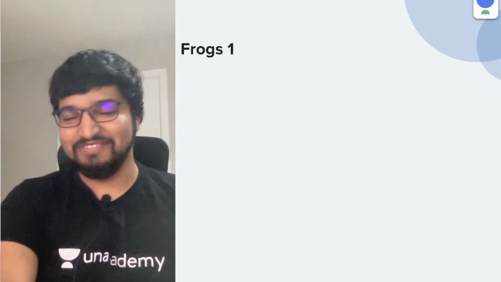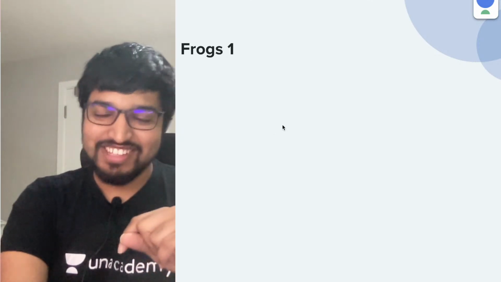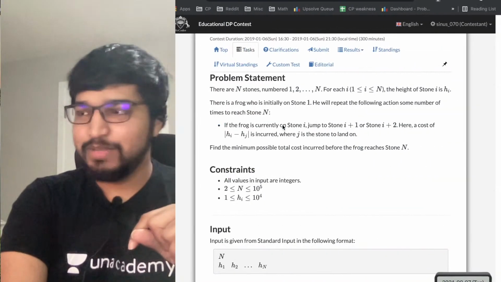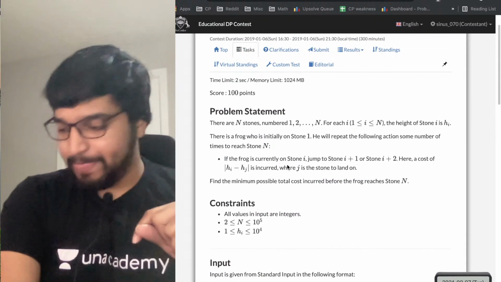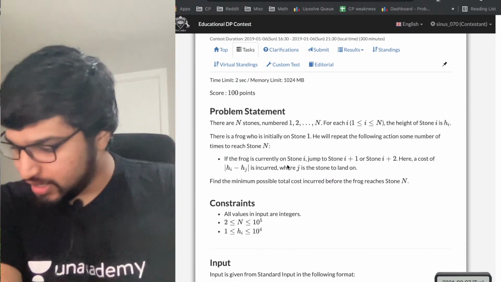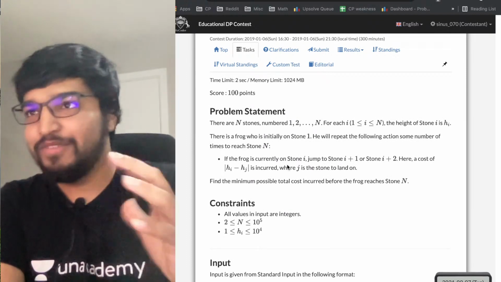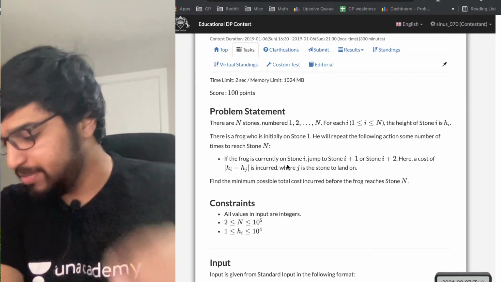So let's start with the first problem, Frog 1. So, what's the problem here? All right, let's look at the problem. Ashutosh, the number of lectures would be equal to the number of problems that I'm going to cover. Each lecture has a single problem.